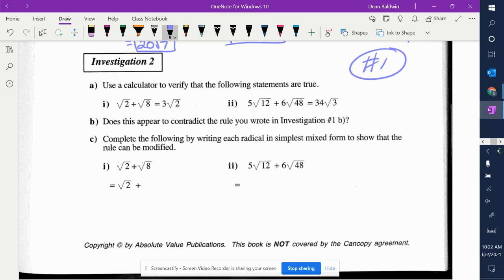Rewrite it. Make root 8 an entire radical. So what multiplies to 8? 4 and 2. I'm just going to do the factor tree here because I think most people seem to do the factor tree. If you know the perfect squares, that's fine. Do the perfect squares. So I'm looking for groups of 2, so I can pull a 2 out. So I end up with 2 root 2. So root 8 is the same as 2 root 2.